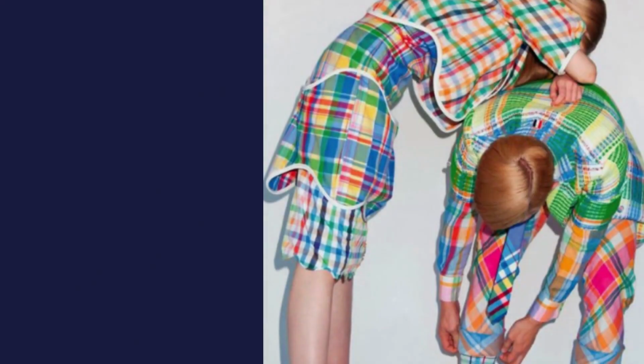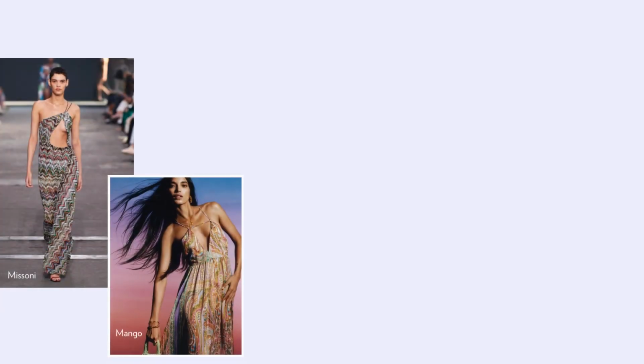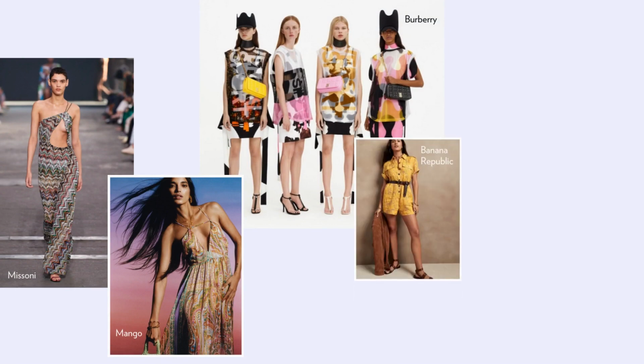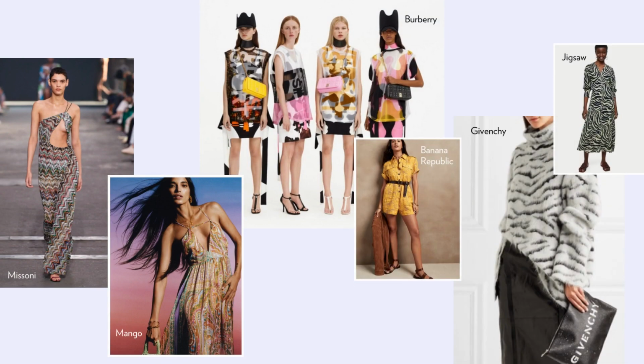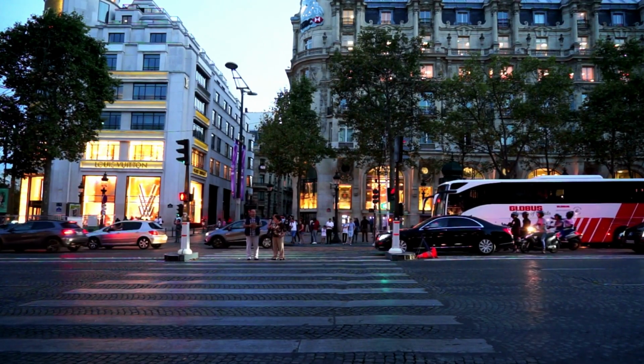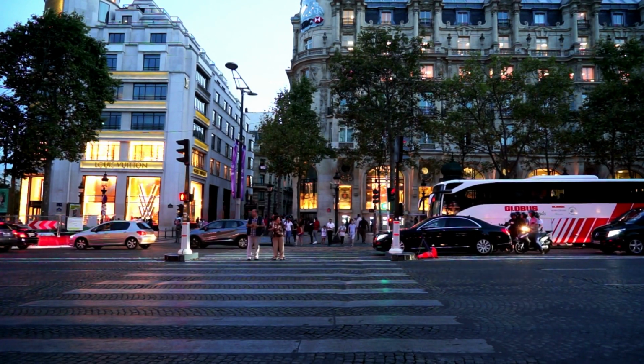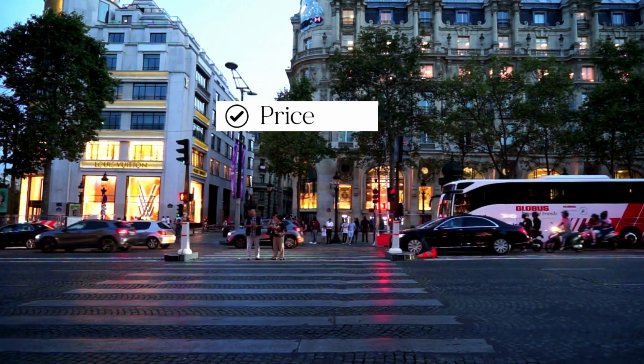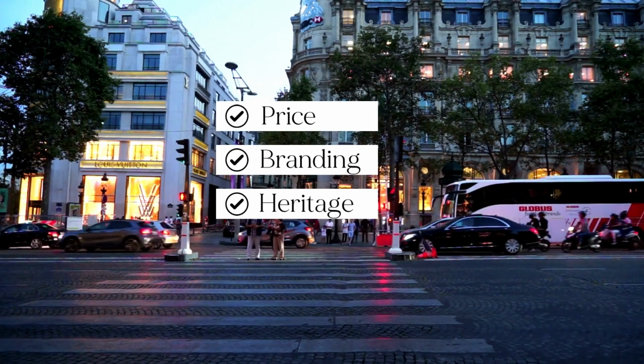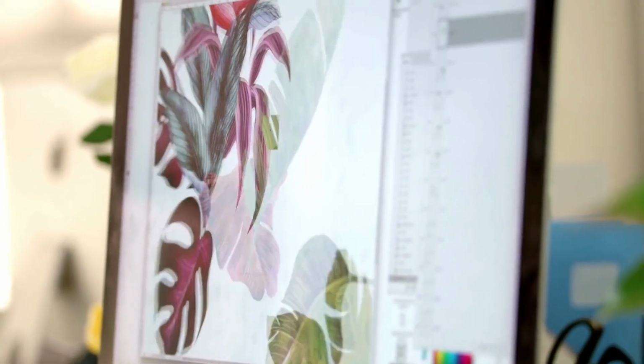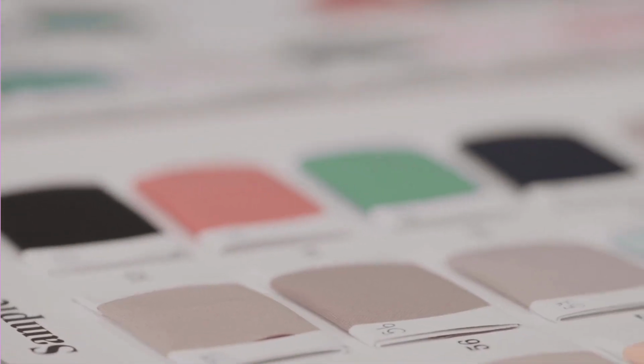If you love fashion, you won't need us to explain the difference between a designer brand and a high street or commercial one. For those of you who aren't quite sure, think Sony versus Mango, Burberry versus Banana Republic, Givenchy versus Jigsaw. Of course, there are many differences between the high and low, the prices, the branding, and the heritage, just to start.